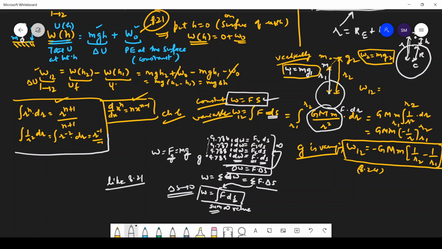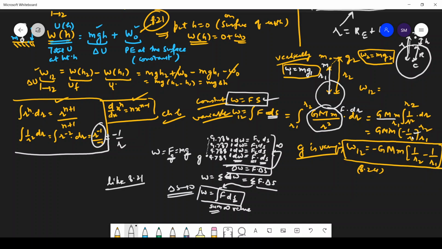So write it as dr or dl, that's the same thing. In integration the constant comes outside, and now integration of 1 by r square means r raised to the power minus 2 plus 1, that is r to the power minus 1, divided by minus 1, right? That equals minus 1 by r. So this integration is minus 1 by r, and then the limits r1 to r2.